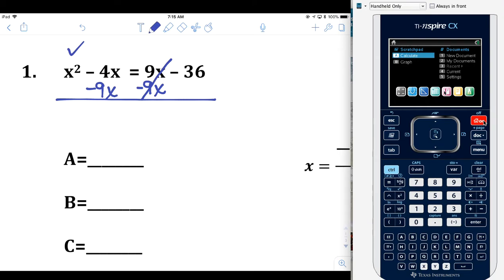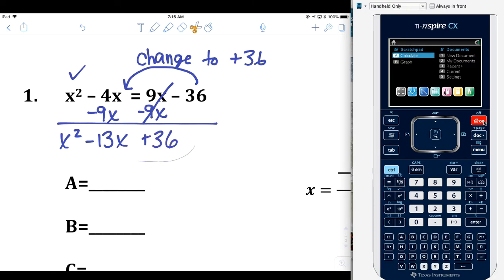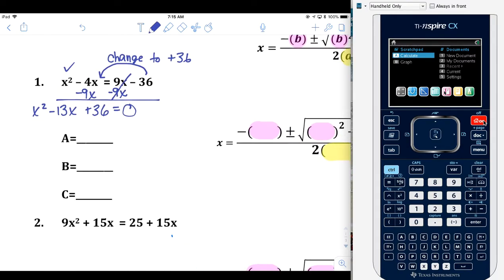The next thing I'm going to do is move this negative 36 to the other side, and I'm going to make myself a little note. Remember that we need to change that to a plus 36 when it gets to the other side, okay? All right, so my x squared was good the whole time. Negative 4 and negative 9 makes a negative 13x, and that 36 is now a plus 36, okay? All of that is over here on the left side. I don't have anything left on my right side. It only equals 0. And that's great because that's what I want, okay? So let me zoom out now.